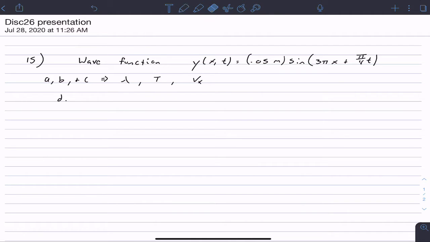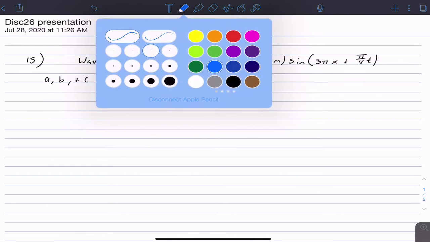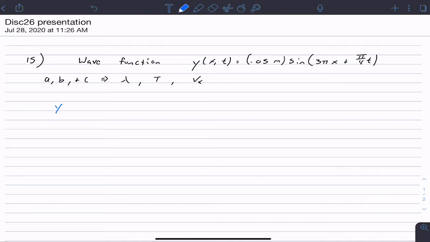Okay, so before we get to part D, let's recall the general form for a wave function. So we have y of x and t is equal to some amplitude, oftentimes called y max, times sine of kx minus omega t. It's slightly different than for your simple harmonic oscillators. Now we're describing wave kinematics, and the derivations for these are also in the book, but this is essentially the same thing.